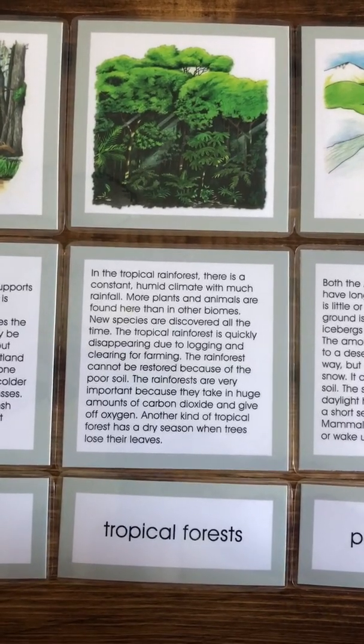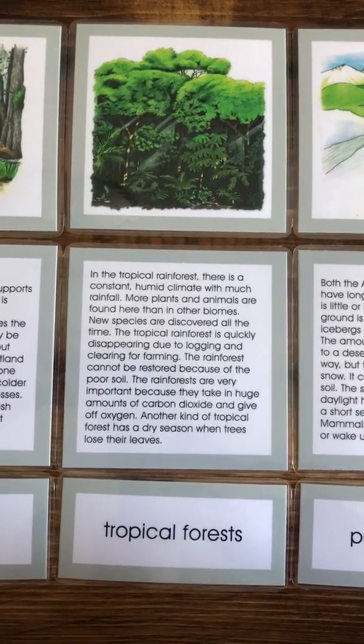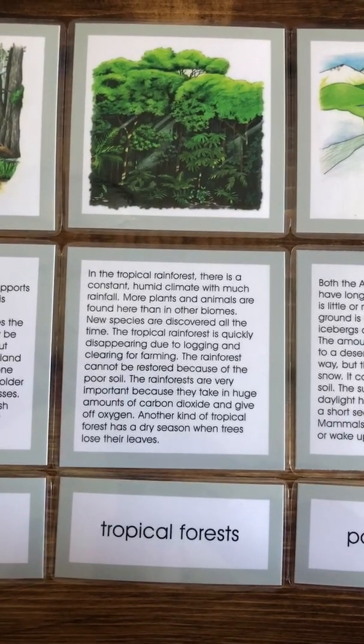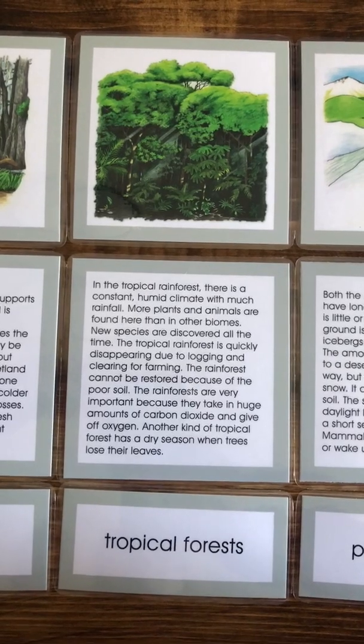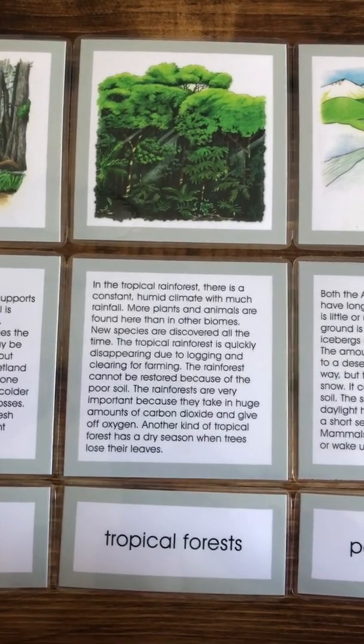The rainforests are very important because they take in huge amounts of carbon dioxide and give off oxygen. Another kind of tropical forest has a dry season when trees lose their leaves.